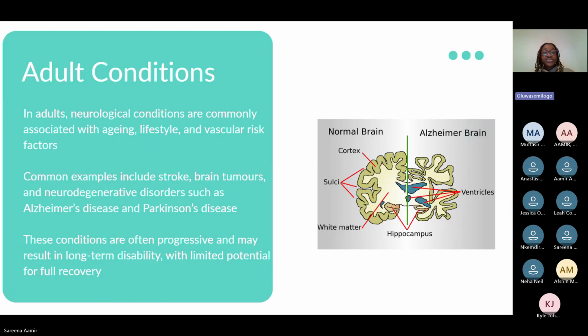Adult neurological conditions are commonly associated with aging, lifestyle, and vascular risk factors. Common examples include stroke, brain tumors, and neurodegenerative disorders such as Alzheimer's and Parkinson's disease. These conditions are often progressive and may result in long-term disability with limited potential for full recovery. This image shows the differences between a normal brain and the brain of someone that has Alzheimer's.